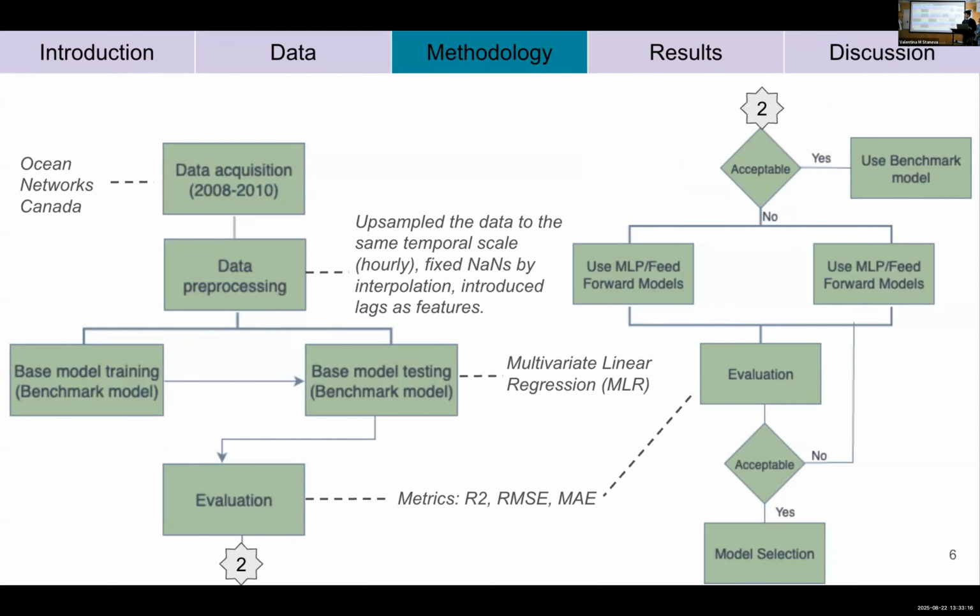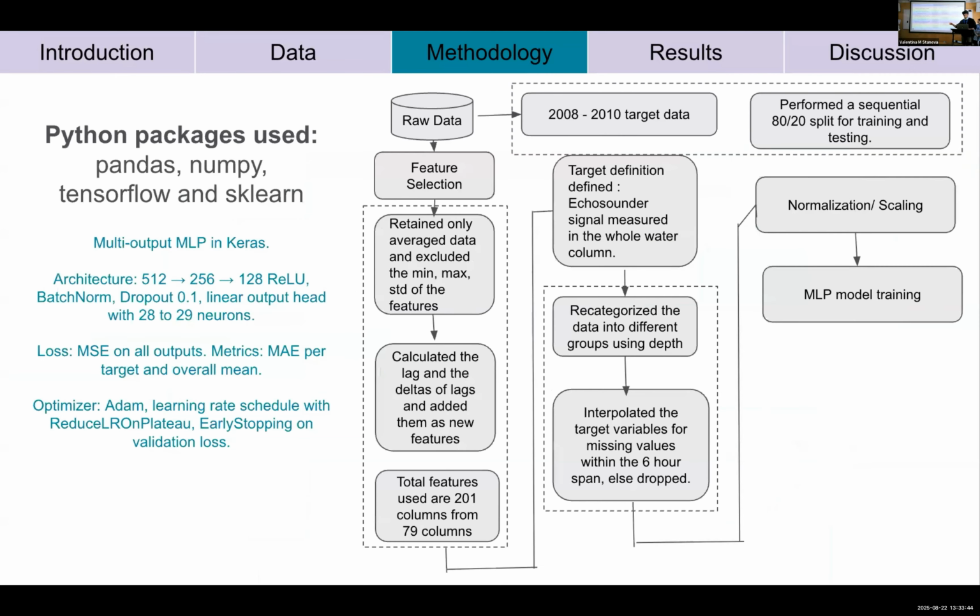Our data acquisition runs from 2008 to 2010. We have 2 years of data, and we did some benchmark model training and evaluation, so we can make sure that developing a complex model makes sense. So we developed a multi-layer perceptron, which is just a feed-forward neural network, and then we did some evaluation using regression metrics, and then selected the model. And Prosa will tell you in detail how we did the data pre-processing and evaluation.